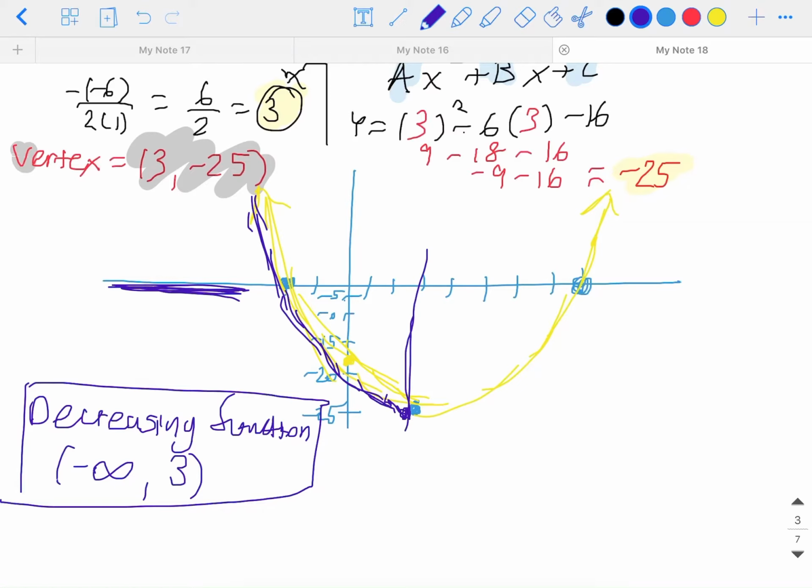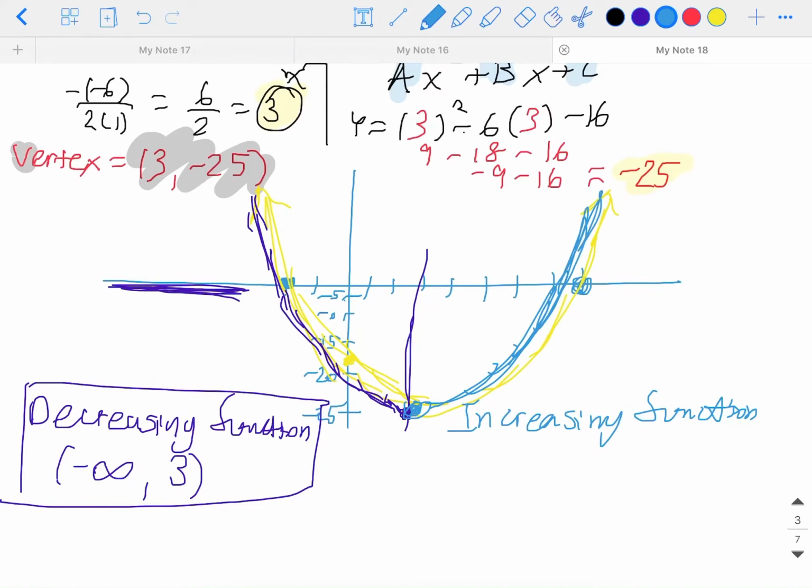And the increasing function will start from 3, and it will increase over time the farther in the x direction you go. So it goes from 3 up to positive infinity.